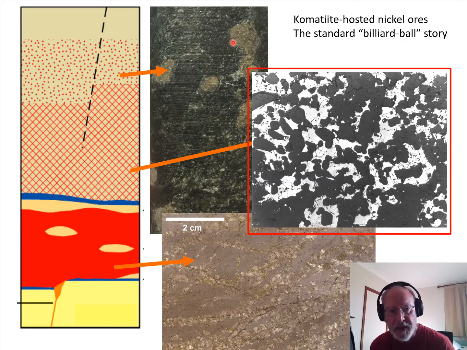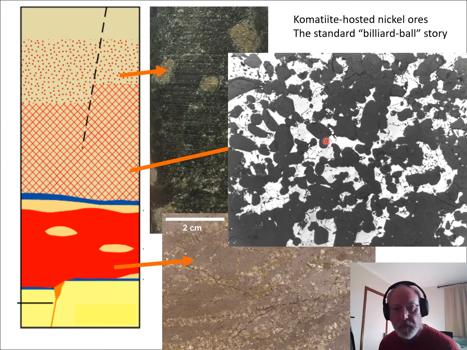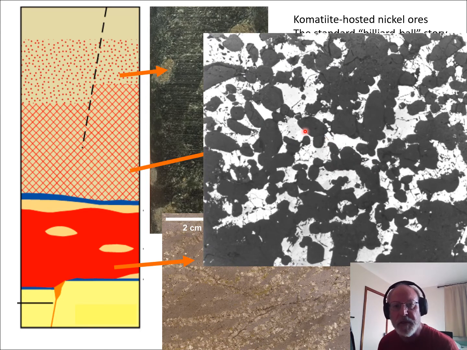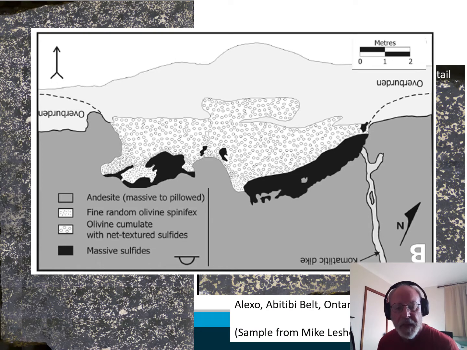And again, the actual texture that we see here, as I showed you just now, depends on how much of the silicate melt is left behind. But what I want to focus on now are these net textured ores. Just blow them up in a little bit more detail so you can see the sulfide is forming a complete network around the olivines. That's why they're called net textures. And now let's have a look at one of those in a little bit more detail.